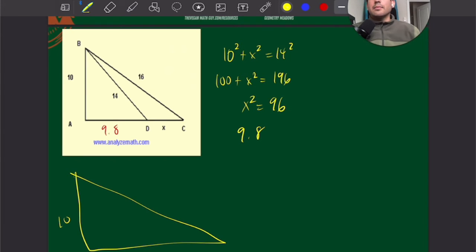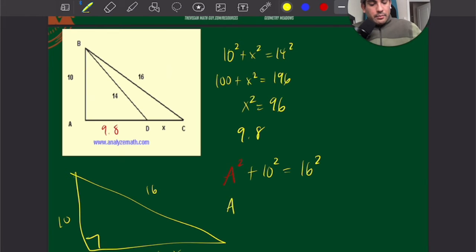I have the 10 as my side, the hypotenuse is 16, and then I have the 9.8 plus x as the other side. And again, this is still a right triangle, so I'm still going to use Pythagorean theorem, but I'm not going to put the 9.8 plus x as the missing side. I'm going to call it a for now. So I have a squared plus 10 squared is equal to 16 squared. And the reason being is because I'm going to find the value of a, which is the entire length, and then I'm just going to subtract 9.8 from it.